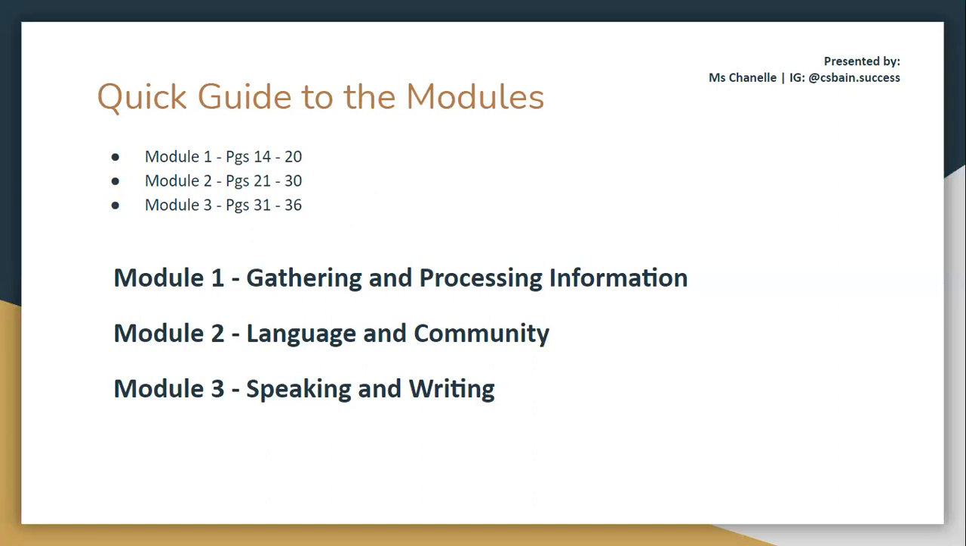So again, you're seeing the page numbers on the screen. Those are where you're going to find the actual information on each different module in the syllabus and a copy of the syllabus, right? So without further ado, let us get into it, right? So module one, gathering and processing information. Module two is language and community, and module three is speaking and writing.